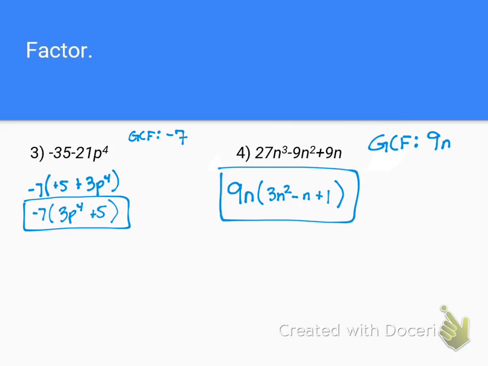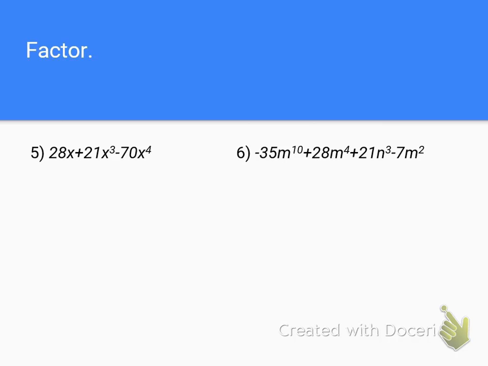Okay, number 5. Here we go. Okay, I'll start us off, and then you'll finish. So number 5. Let's write this down first before we start. We got 28x plus 21x cubed minus 70x to the 4th. Okay, everyone's writing this problem down. We start by writing the original problem, just like in homework.